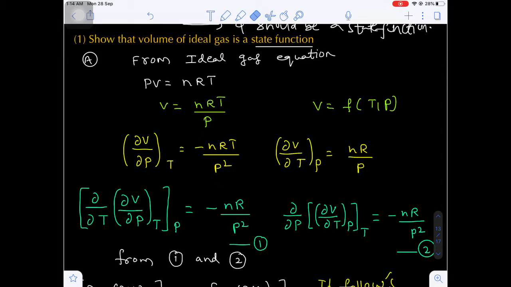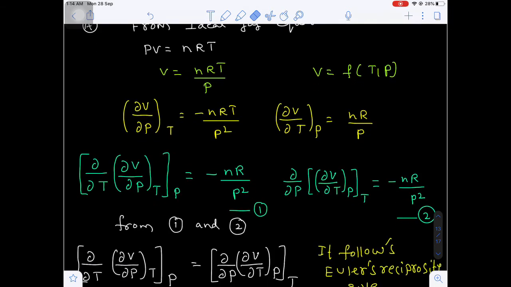Now I am differentiating V with respect to temperature, keeping pressure constant. So n constant, R constant, P constant, so nR by P is constant. And what is the differentiation of T with respect to T? That will be equal to 1.